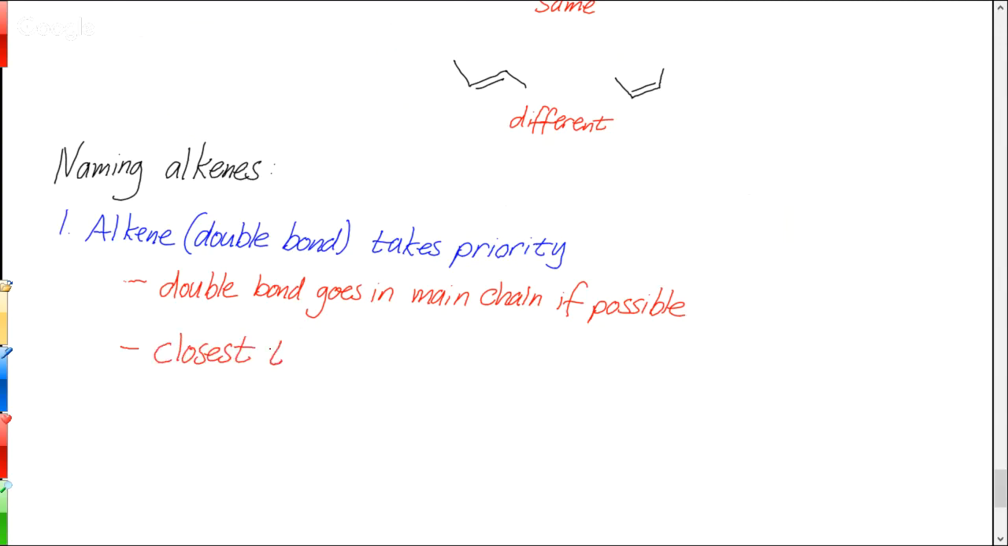And the double bond should be closest to the end. So we want the double bond to have the lowest possible number, even above the substituents. So with regular alkanes, we said we have to number to try to get the lowest possible numbers for all the substituents. With alkenes, we say the alkene has to have the lowest possible number. Let's look at some examples.